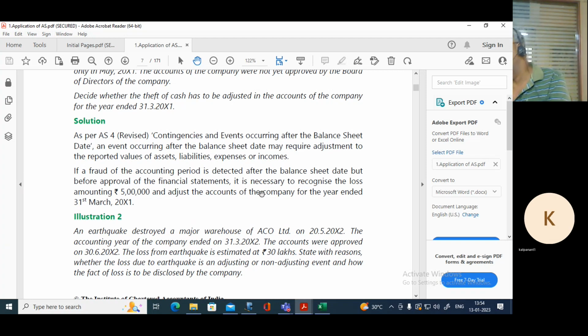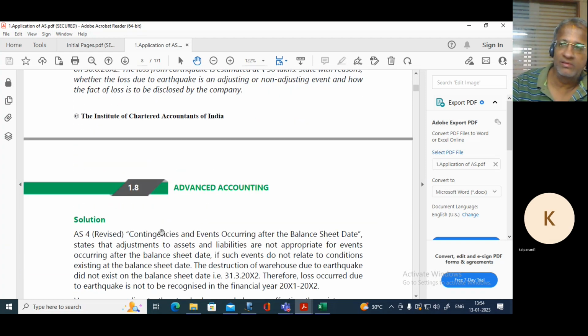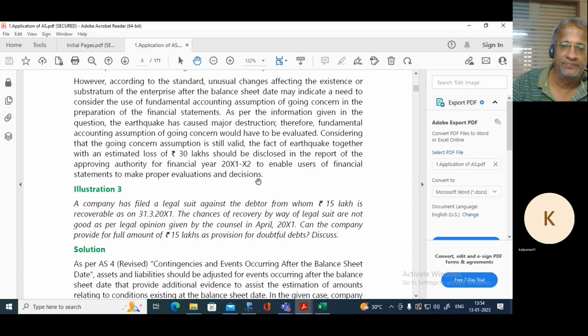They themselves had given the answer to the question in the question itself. How the matter will be disclosed is what they have stated. So, by 31st of March, the condition of the asset was good. The accident took place only after that. Certainly, it is a non-adjusting event. We are expected to disclose.